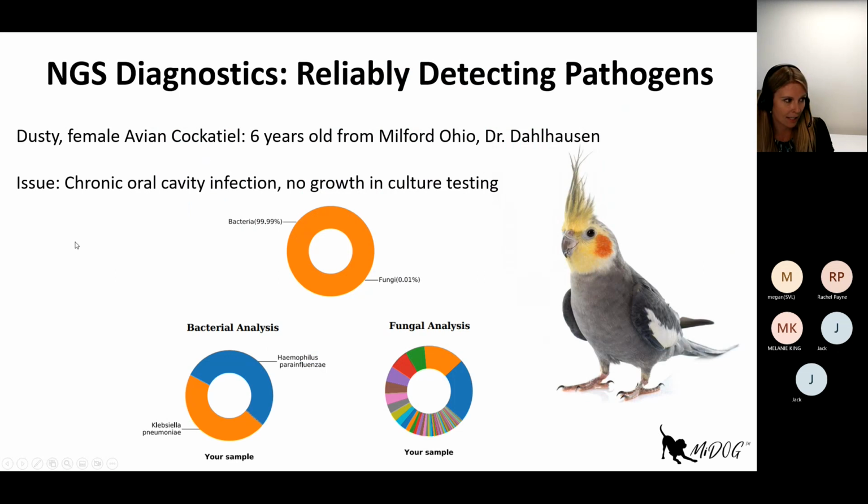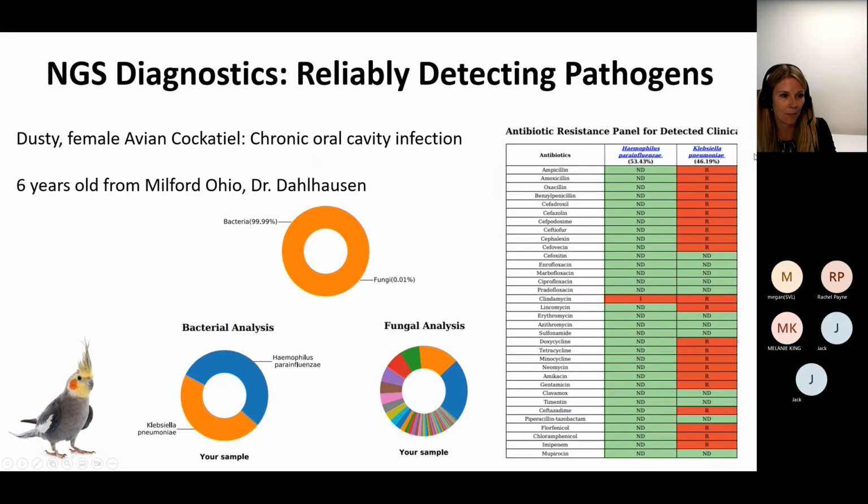Here's an example of Dusty that was suffering from a chronic oral cavity infection, and one of those cases where I've rarely seen that lack of microbial diversity. Only two bacterial pathogens were dominating her sample, and the Klebsiella was carrying a lot of resistances, and she had been on amoxicillin before. Based on this, her clinician was able to change the antibiotic treatment. I think it was to marbofloxacin to treat both of these pathogens, and it finally cleared.